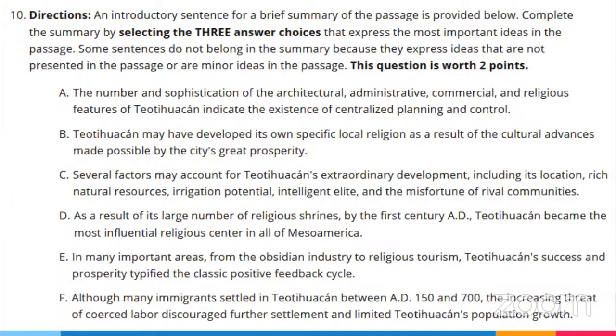Okay. Directions. An introductory sentence for a brief summary of the passage is provided below. Complete the summary by selecting the 3 answer choices that express the most important ideas in the passage. Some sentences do not belong in the summary because they express ideas that are not presented in the passage or are minor ideas in the passage. This question is worth 2 points.